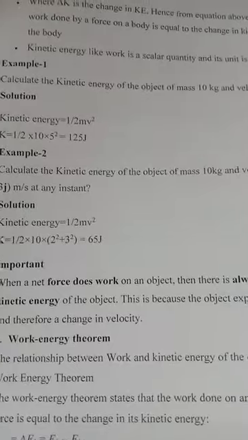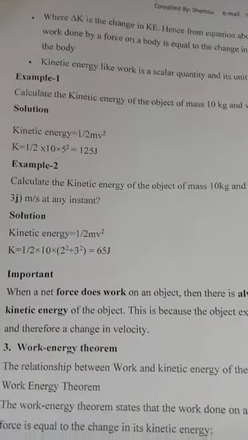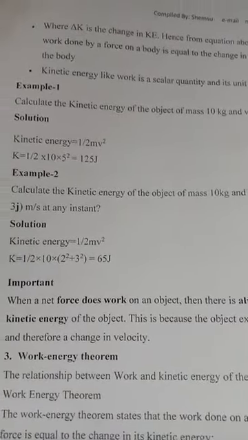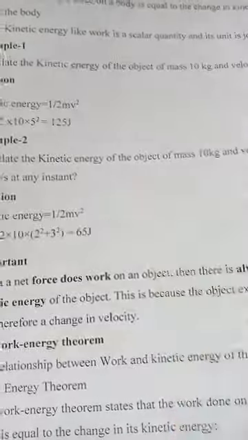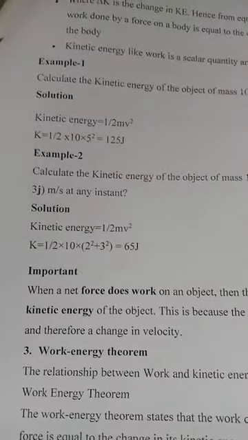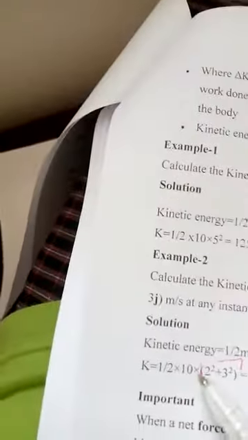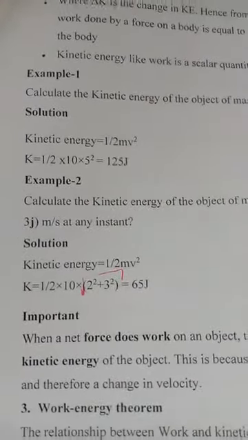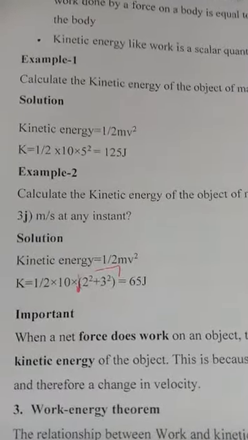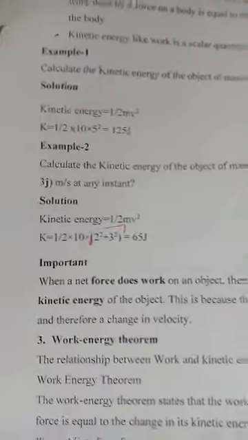So 2 squared is 4, 3 squared is 9. So 4 plus 9 is 13. The magnitude is the square root of 13. That is the magnitude of the velocity. So kinetic energy is equal to half times 10 times the square of the magnitude, which is 13, giving 65 joule of energy.